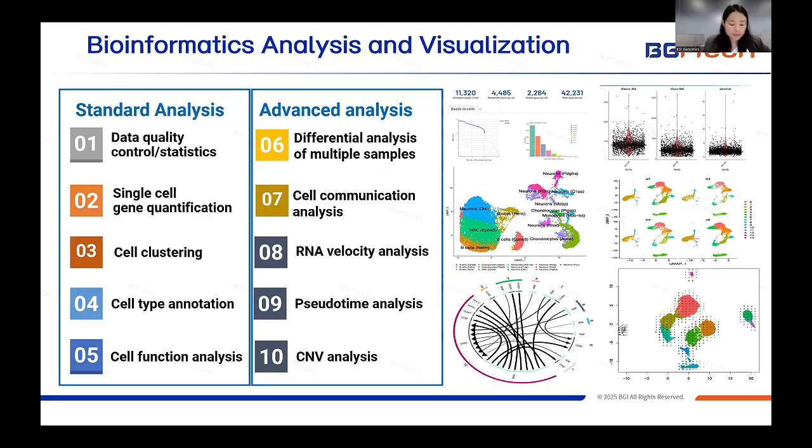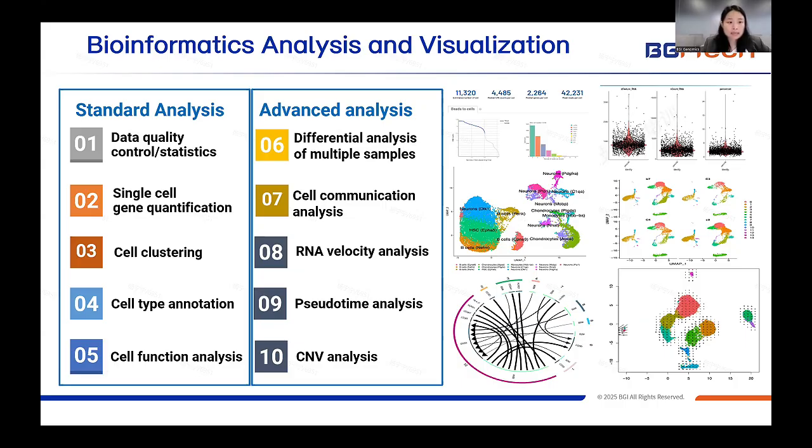When sequencing is finished, we need to perform bioinformatics analysis and visualization. The accompanying software package, DNBC4 tools, will provide fundamental analysis, including data quality control and cell clustering. You can also use our interactive platform, TOM, to get standard bioinformatics analysis and even more advanced analysis.